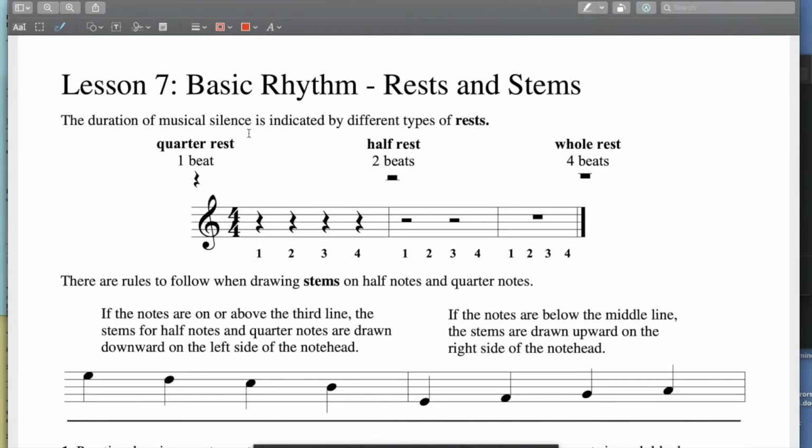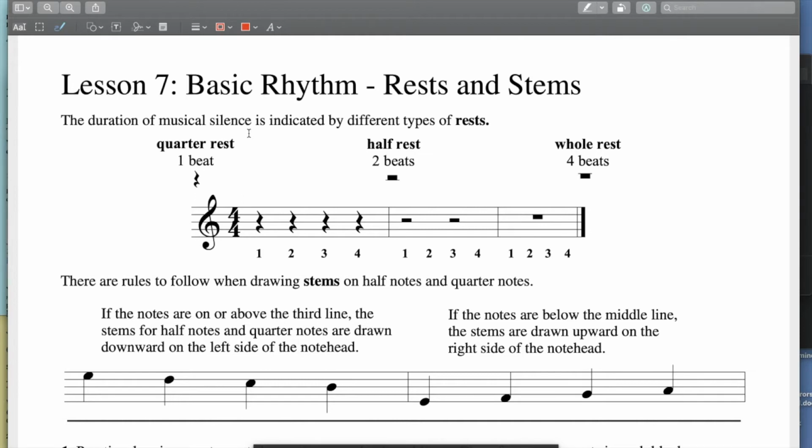So rests are the opposites of notes, obviously, and when they have the same first name, they are the same length. So quarter rest is 1 beat, quarter note 1 beat, half rest 2 beats, half note 2 beats, whole rest 4 beats, whole note 4 beats. There's no really easy way to remember the quarter rest, but I like to think of the half rest looking like a hat. Whole rest, you can just think of that as the opposite of the hat.